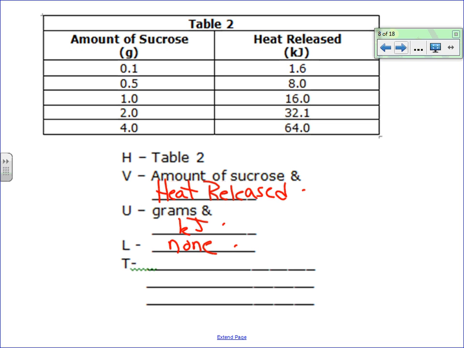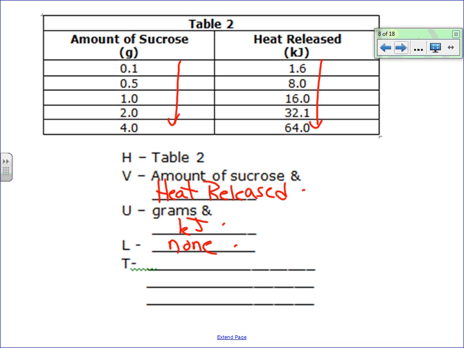As the mass increases, the heat released increases. Now this one's easier because they already put these in order for us, so we don't have to rearrange this order. Nice. Any other one? What's the highest, lowest point where things are the same? Anyone have any other trends?